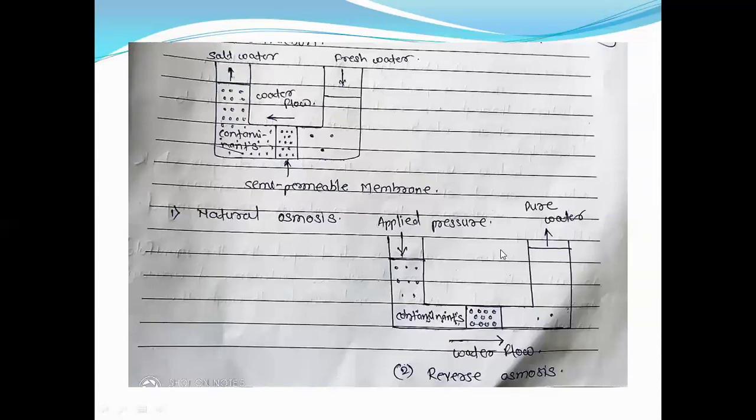Now see, what is reverse osmosis? In reverse osmosis, what will happen? The pressure is applied to the water, then water is passed through this semi-permeable membrane and pure water flows from the opposite side. Hope you all get this reverse osmosis process.